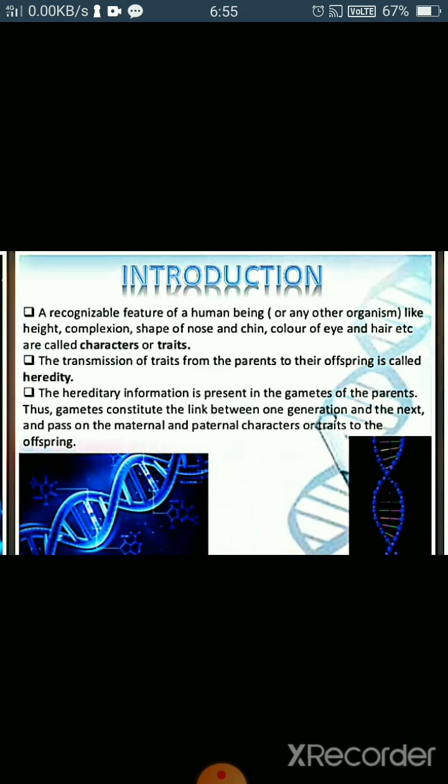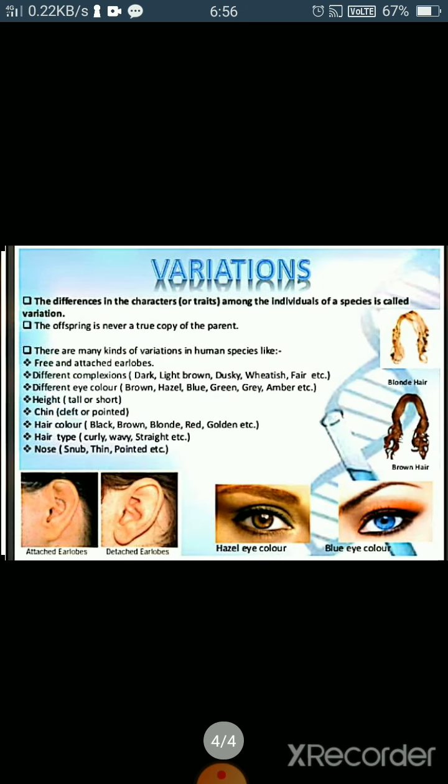Hereditary information is basically present in the gametes of the parents. Gametes behave as a link between one generation and the next generation, and pass on the material. Like you have some qualities similar to your mother, your hair is similar to your father, or your height matches with your grandfather, like that. That is called heredity.